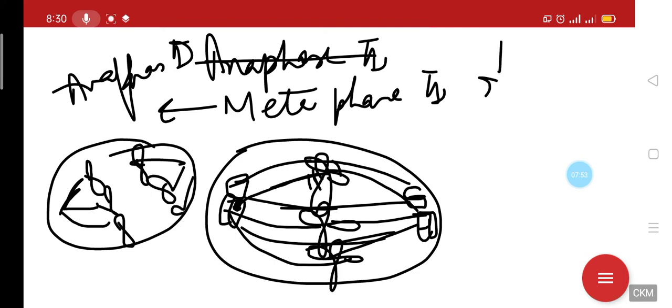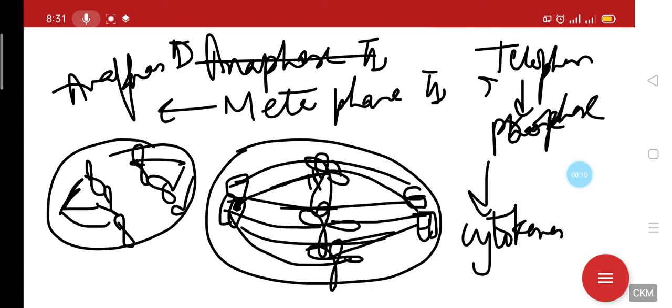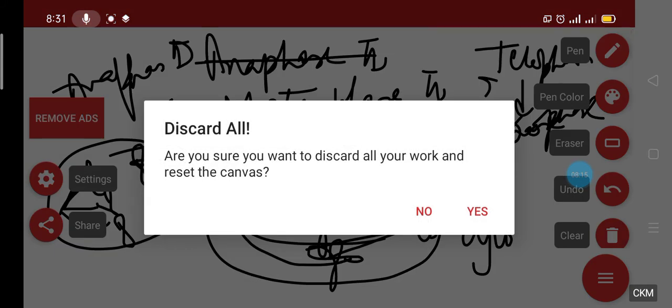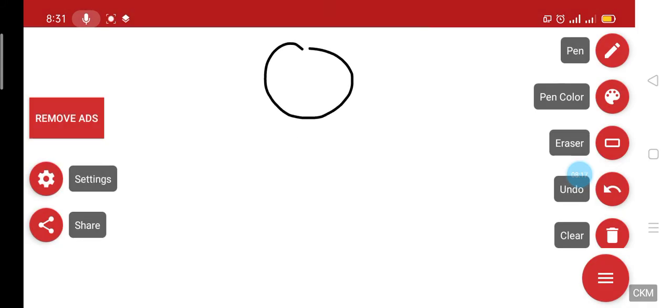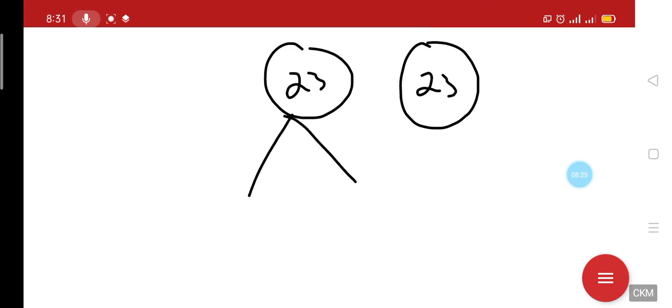And then next is the telophase. In telophase, obviously that is the reverse of the prophase. The nucleus is going to appear again, and the nucleolus is going to appear again, and side by side cytokinesis will also occur. Now what is basically the result here, students? The result is that these two cells having 23 chromosomes, after meiosis 2, form cells with 23 chromosomes.